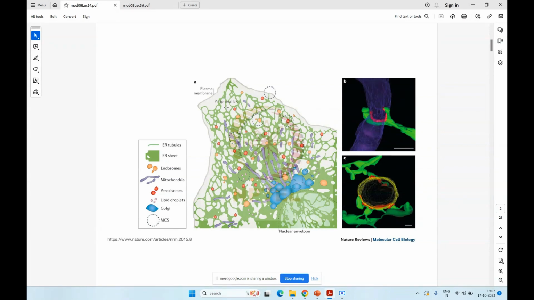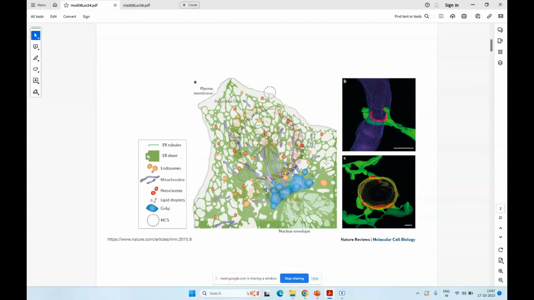This ER has associations with different motor proteins, with microtubules, and other organelles, which helps it regulate the traffic of proteins that it synthesizes. So these are some of the proteins that are associated with the ER.